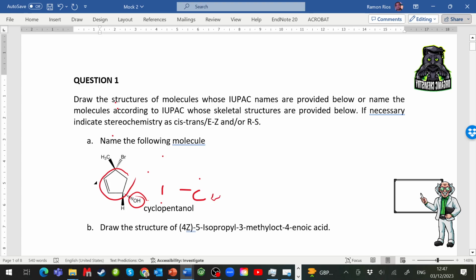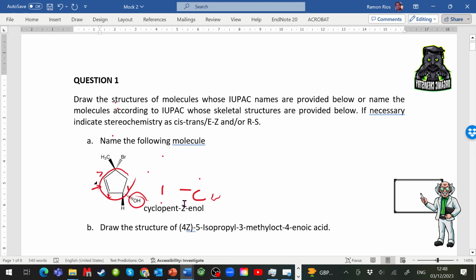But we also have a double bond here. Remember, if the alcohol is the main group, we will have 1 here, 2 here, and so on. In position 2, we have a double bond. That means it's not cyclopentanol, it has to be cyclopent-2-enol. Okay?